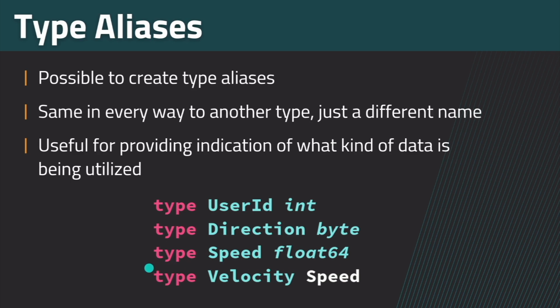And you can have type aliases on top of type aliases. So on this last one, we create a new type alias, we name it velocity, and we set it to be the type of speed. And we know a speed is a float64, so here the velocity is actually a float64. The primary reason for doing this is to make your code easier to read. So instead of just having a function using float64, we can have the name velocity, so we know exactly what we're working with.